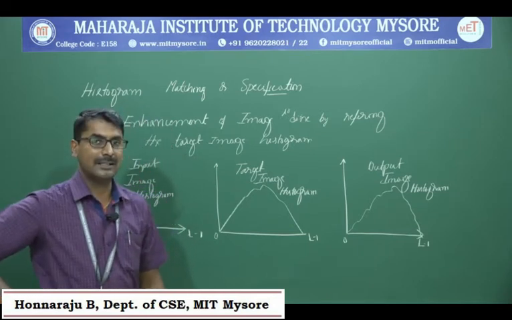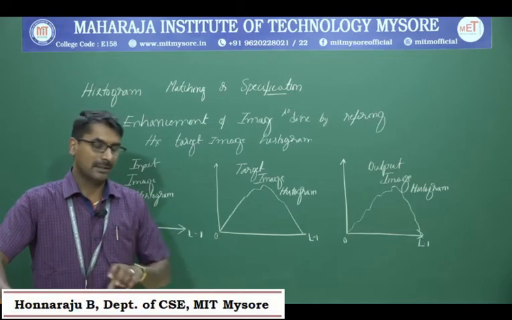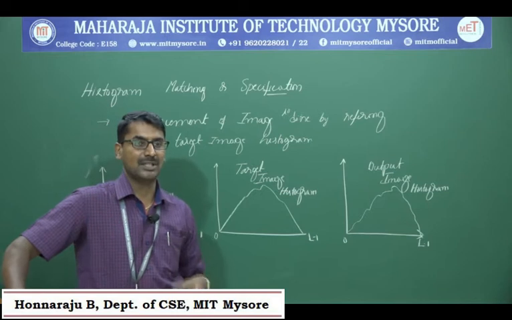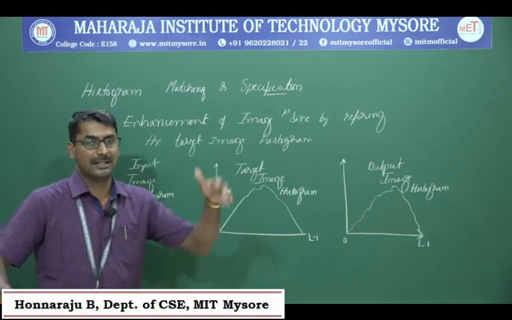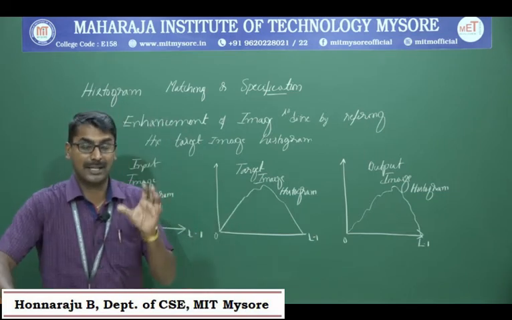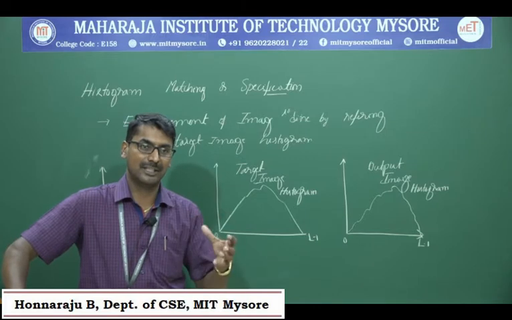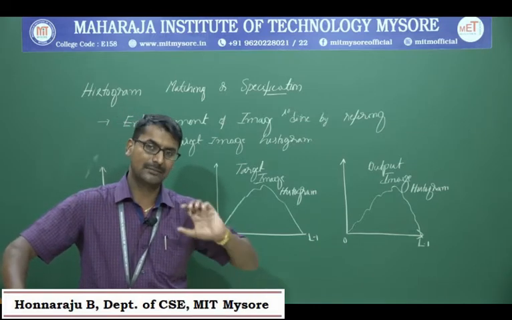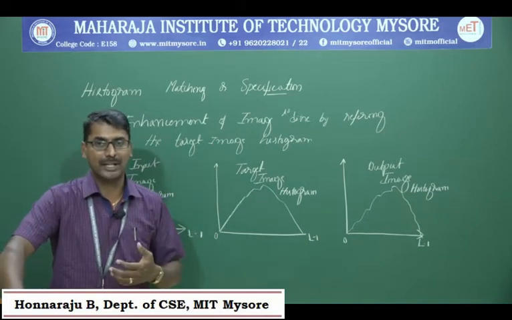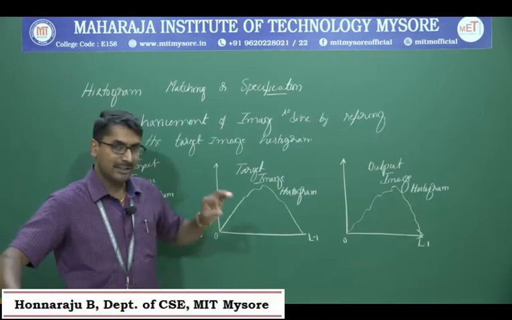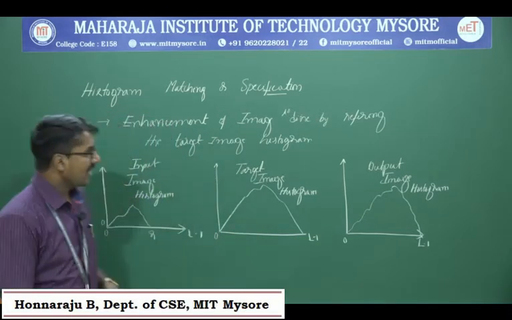One important thing is that when enhancing an image through histogram matching, the contrast of the target image must be good, and the target image must be similar to the input image. For example, if you are enhancing a medical image, your target image should be a medical image. When enhancing an interior image, your target should be an interior image. If you are enhancing a satellite image, your target should be a satellite image. If you are enhancing an underwater image, your reference image must be an underwater image. If there is a mismatch between the input image and the target image, the output will be a degraded image, so you won't get the proper output. When enhancing images using histogram matching, the target or reference image must be similar to the input image.